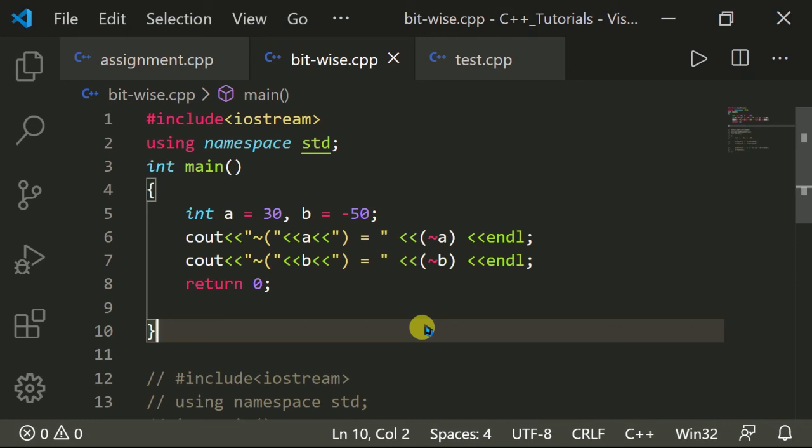And in the next video we will discuss the right shift and the left shift bitwise operators.